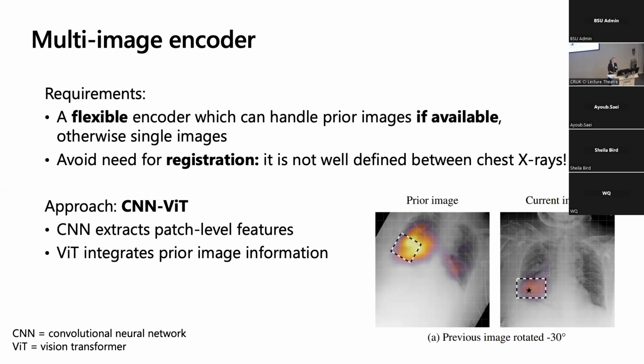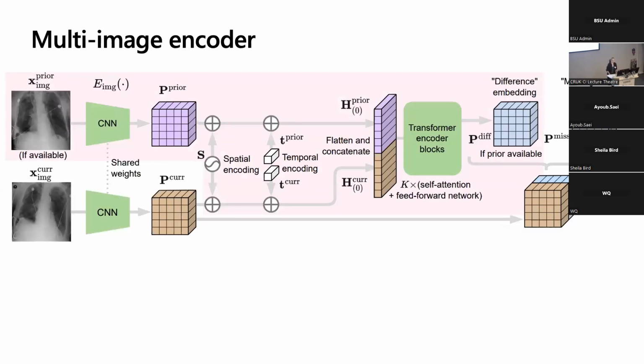The approach we have is a hybrid model, which is a combination of a convolutional neural network and a vision transformer. The CNN is extracting the patch level features, and then the ViT, the transformer, is integrating the prior image information. We'll go through this on this next slide. Feel free to zone out if you don't know anything about machine learning, but if you do, you might be interested in this. So basically we have our prior image, we've got our CNN. This is extracting these patch features. So this is where the story finished in our first paper.